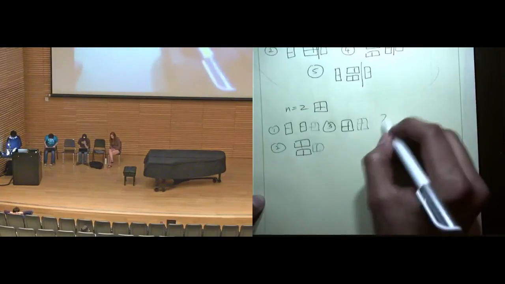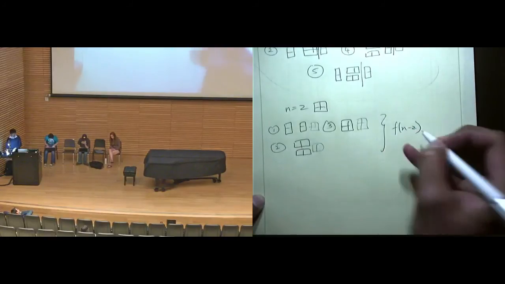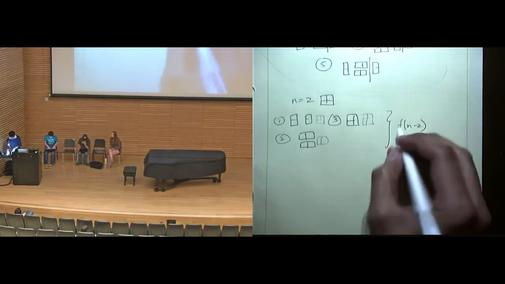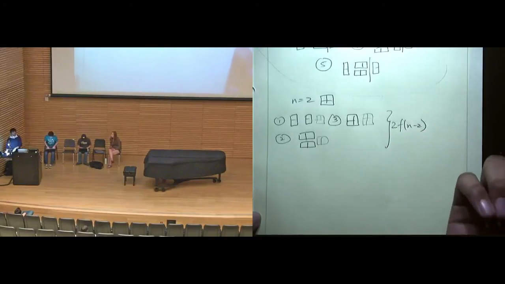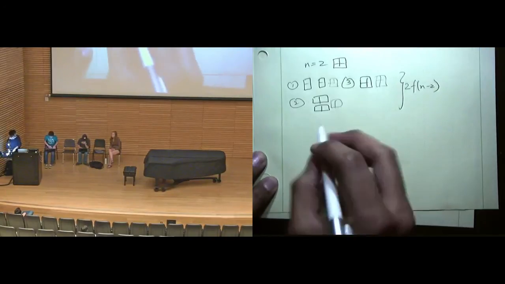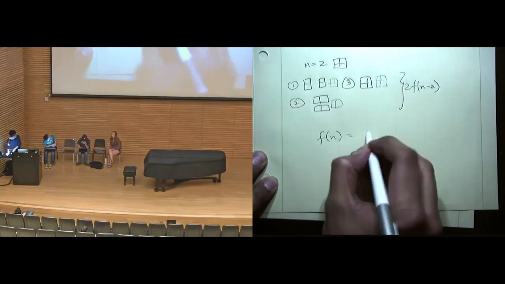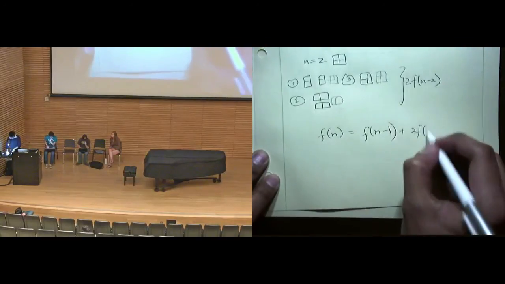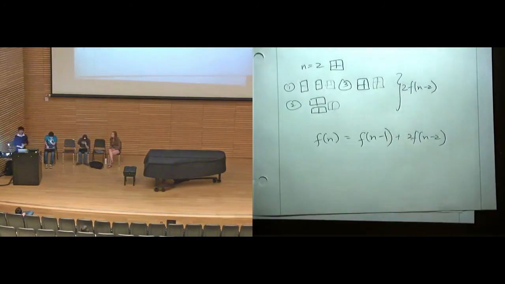So if this is f of n minus 2, you take all the f of n minus 2 and append a block, or you take all the f of n minus 2 and append 2 horizontal tiles, one on top of each other. So that's going to be 2 times f of n minus 2. So your final solution is going to be f of n equals f of n minus 1, which is all these solutions, plus 2 times f of n minus 2. So there's not going to be any plus 1 or plus 2 over here. Does this make sense? So be really careful.